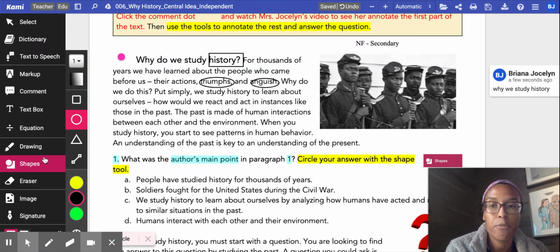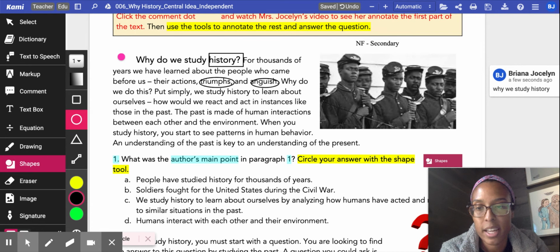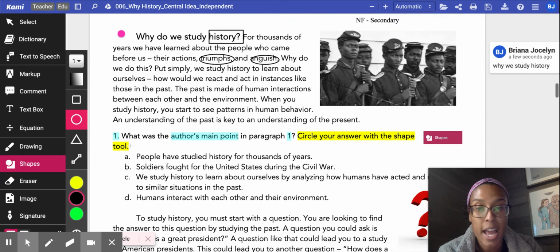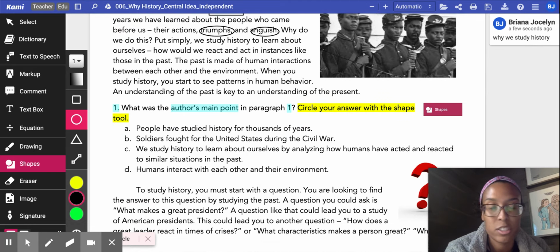Before I do that, I have to read the question. It says, what was the author's main point in paragraph 1? Circle your answer with the shape tool. A, people have studied history for thousands of years. B, soldiers fought for the United States during the Civil War. C, we study history to learn about ourselves by analyzing how humans have acted and reacted to similar situations in the past. Or D, humans interact with each other and their environment.